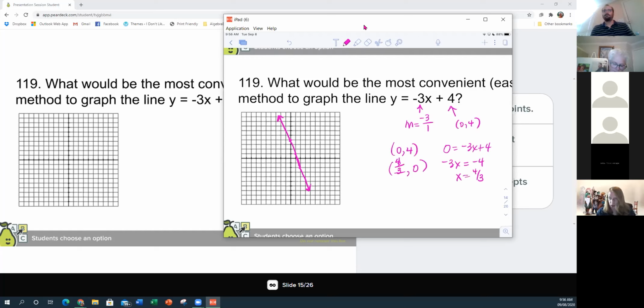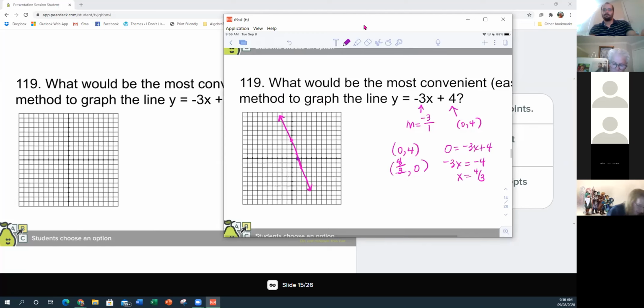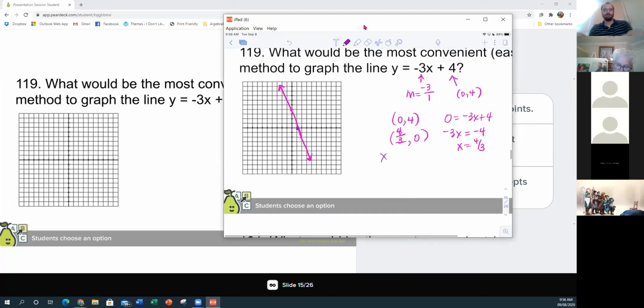Let's see if that falls on this line. So 4/3, 0 would be a little bit more than 1, and that would be right there. And that would work. The other way would be to use a chart, plot some points. Like I'd pick -2, 0, and 3. I always like to pick 3 points. It only takes 2 to graph a line, but I like to pick 3 as my checkpoint.